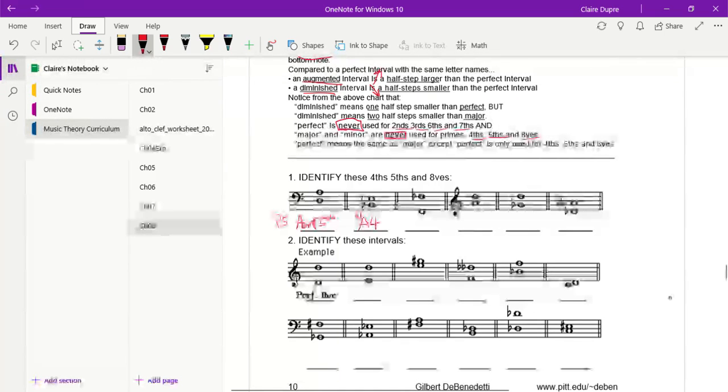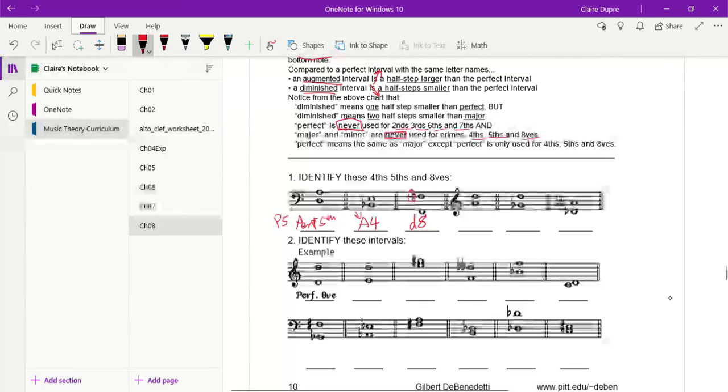Okay, here's our octave. D and D. In octaves, if you want to be a perfect octave, they got to be the exact same note. This is a D flat. Makes it smaller, therefore diminished eighth or diminished octave. And you can do the rest of those.